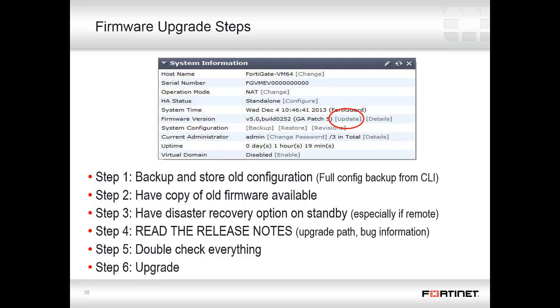Step 2. Make sure you have a copy of your old firmware available. The FortiGate can convert the configuration between different builds, but in order to minimize risks, it's best to have the exact same version you were running on hand.